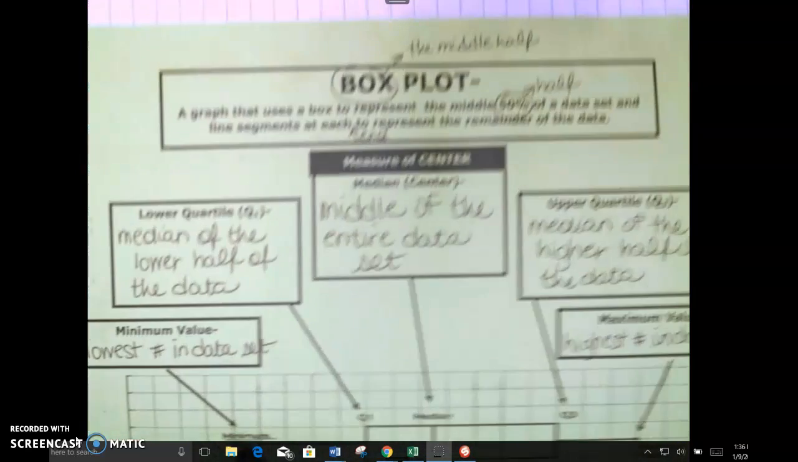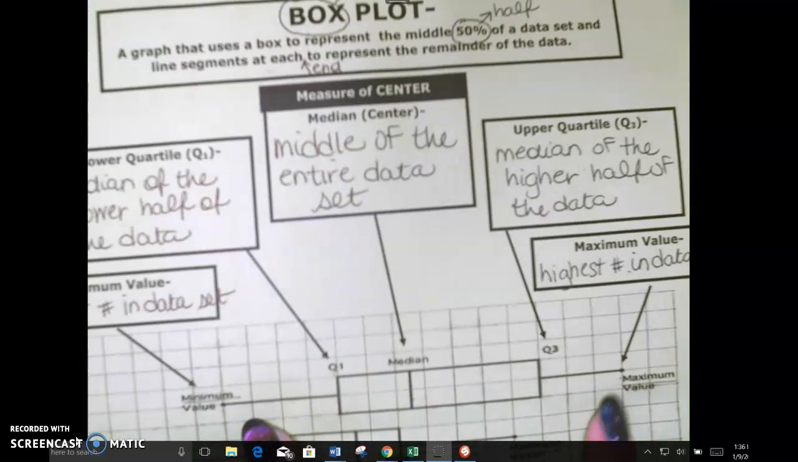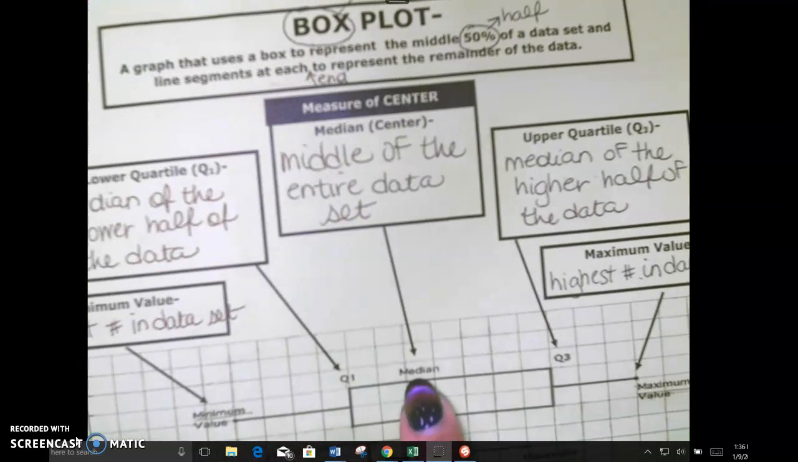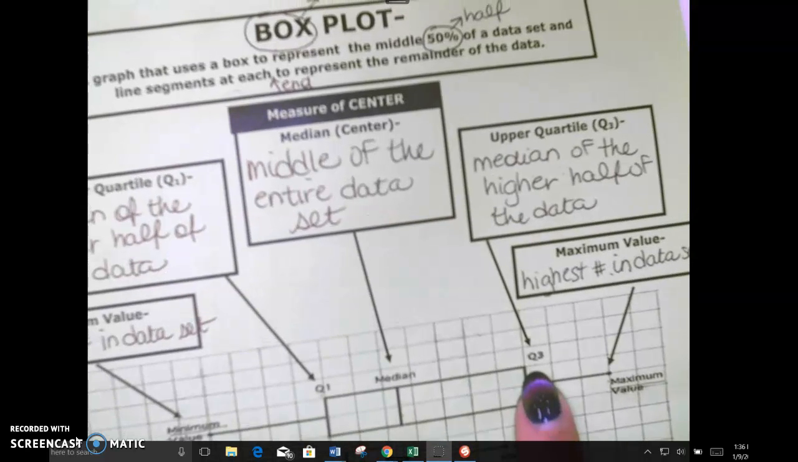This box plot tells us about the minimum and maximum, quartile 1, quartile 2, which we call the median, and quartile 3.